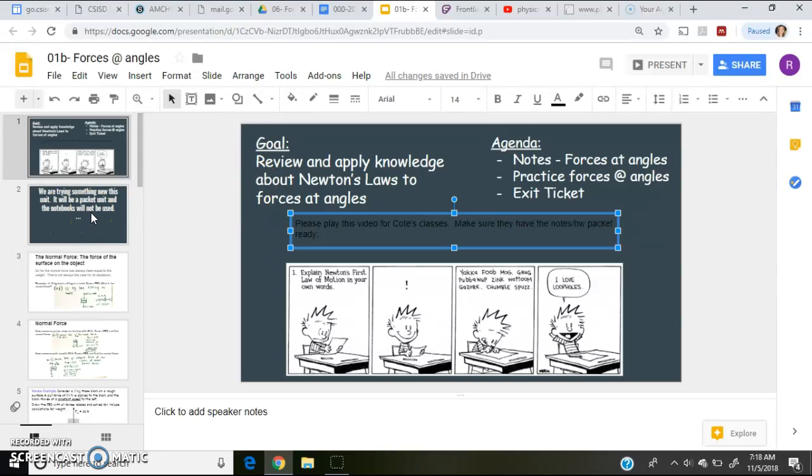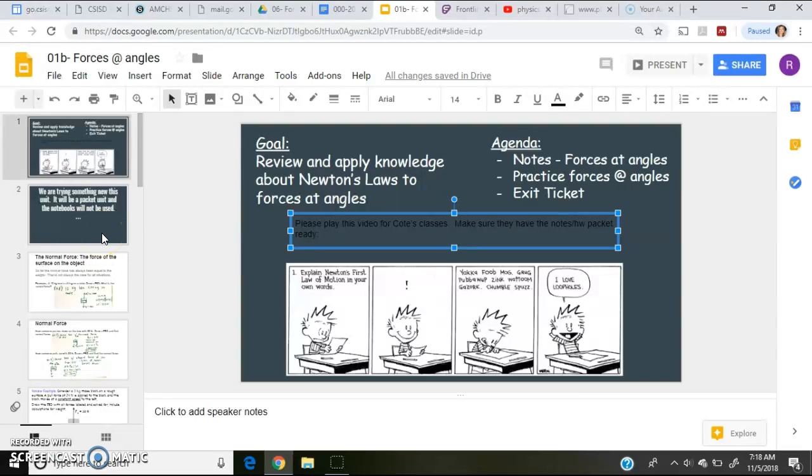We're going to be talking today about the normal force and angled forces. So what happens when things are pulled at an angle and how you analyze the forces. This unit is going to deal with angled forces first, and then we're going to look at forces in an elevator, and then we're going to look at forces with an Atwood machine. But today is just going to be angled forces.